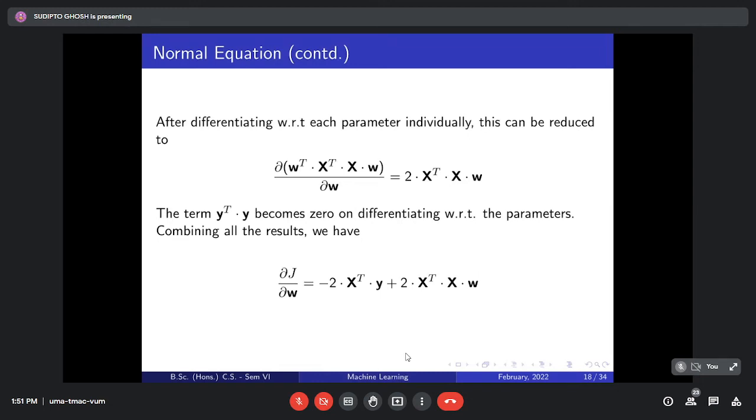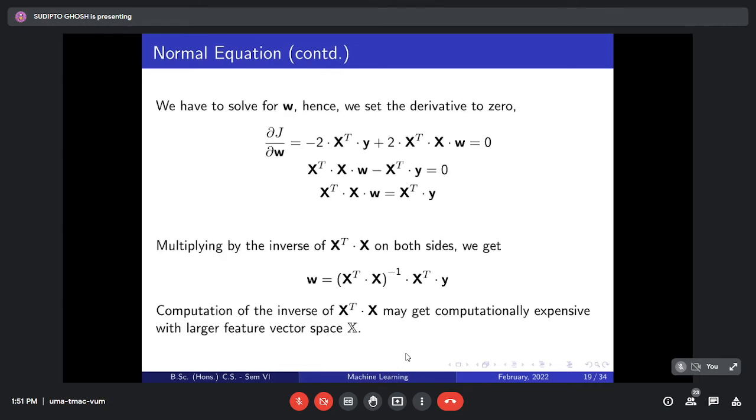But we have to solve for the parameter again, so we have to set this to 0. Then we can take 2 common and cancel it out, and move x transpose y to the other side. Then we can take the inverse of x transpose x on both sides, so it will be identity on the left-hand side, and we will come up with the inverse of x transpose x times x transpose y. That will be the solution of this particular cost function with respect to our parameters. If we set it to 0, we can solve for w, the parameter vector, as the inverse of x transpose x times x transpose times y. This equation we have seen earlier, and now we have seen how it can be derived.